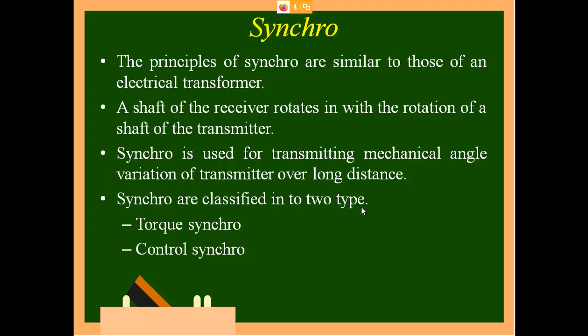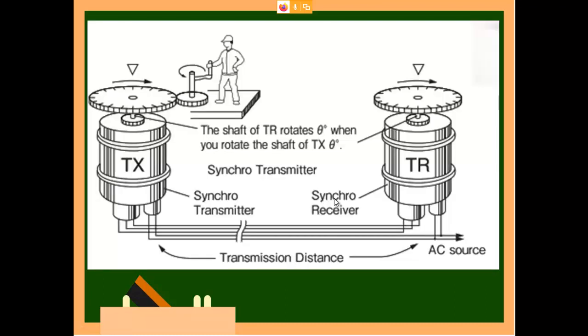Here you can see the principles of synchros are similar to those of an electric transformer. The shaft of the receiver rotates with the rotation of the shaft of the transmitter. The transmitter is nothing but a generator, so the generator shaft I am going to rotate. Synchros are used to transmit the mechanical angle variation of the transmitter over a long distance. Synchros are classified into two types, torque and control. So you see here what this fellow is doing.